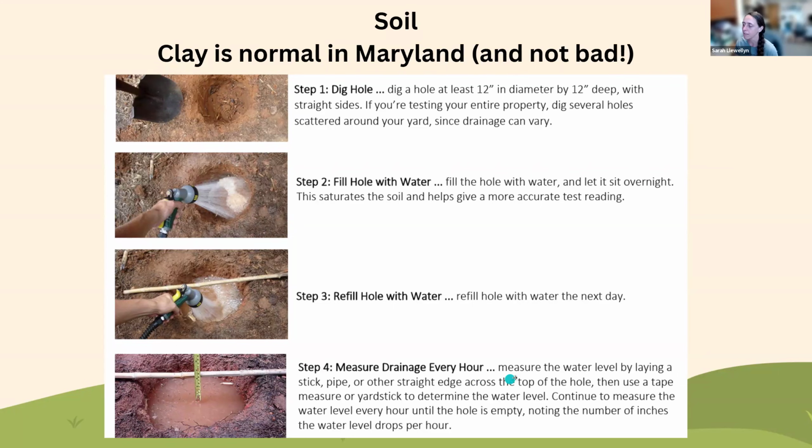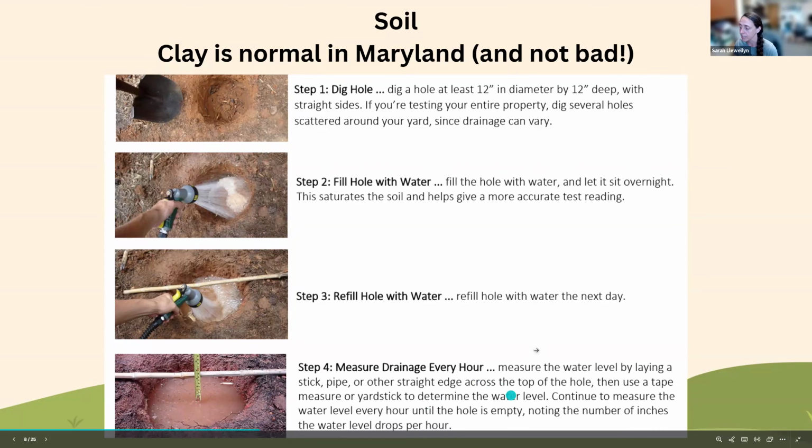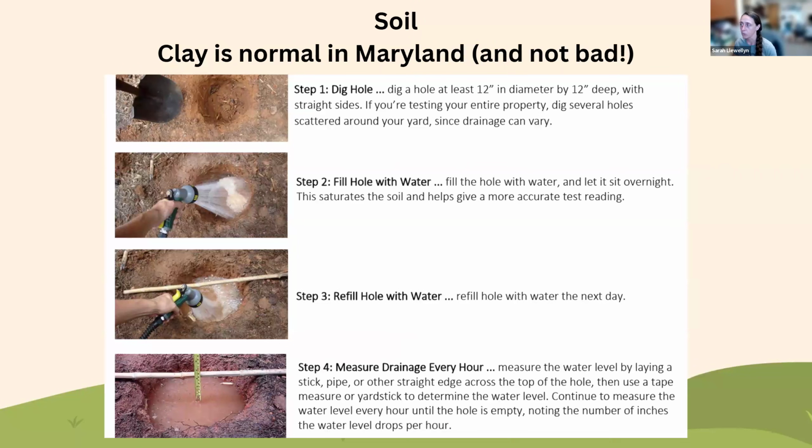And then down at the bottom, step 4, measure the water level by laying a stick or a pipe in there. I'd probably just use a ruler because that's how my brain works. And then tape a measuring stick to it. I would just use the measuring stick across there. Continue to measure the water every hour until the hole is empty and notice the number of inches that the water drops per hour. So then you want to go back in and see what is the amount.